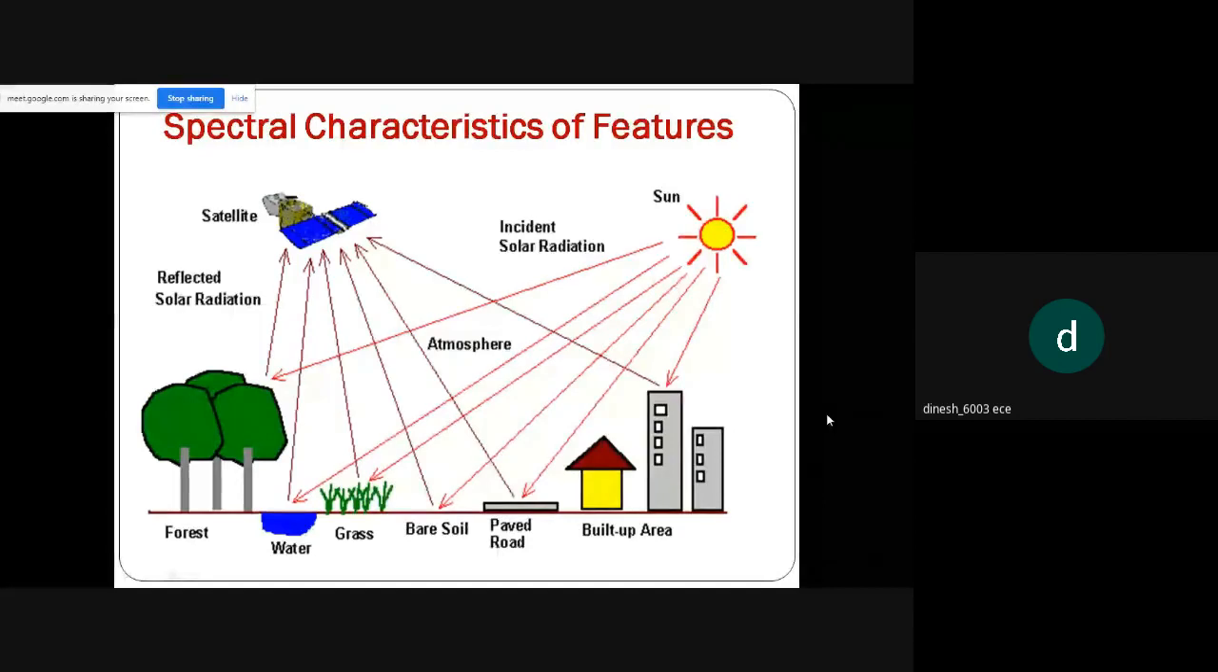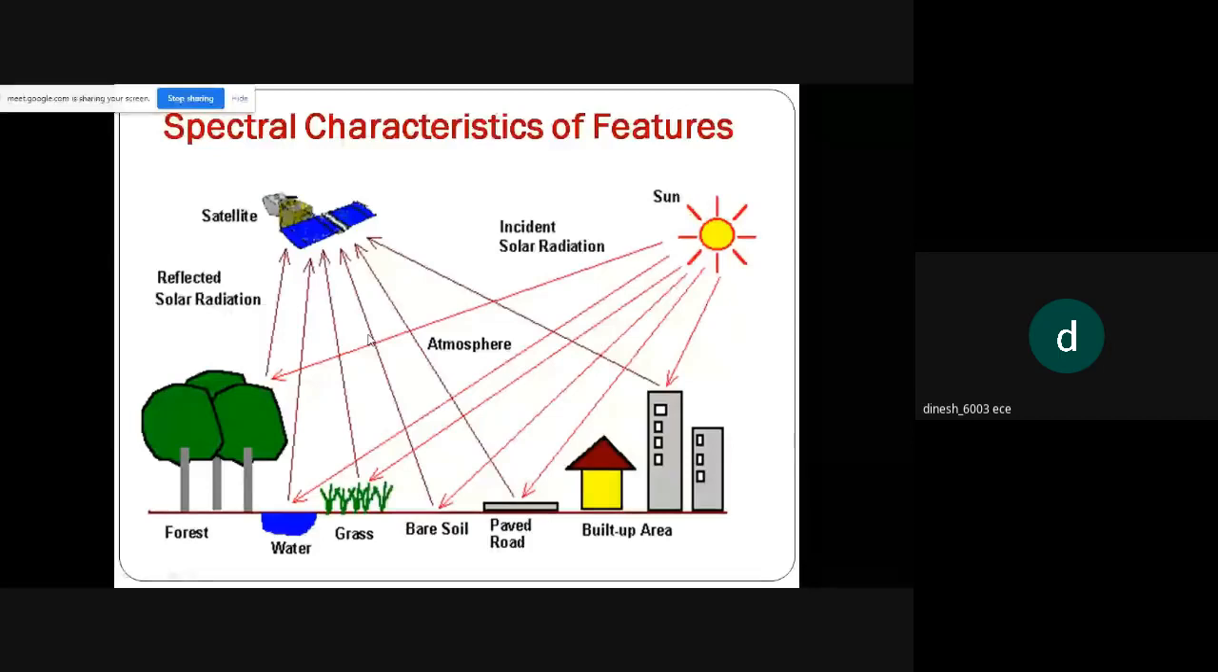You can see a sun, which is a source of radiation, which falls on different objects on the earth surface. You have buildings, huts, roads, bare soils, water, grass, forest, vegetation and so on. All of these, when radiation falls on them, will emit something, which is observed by the satellite and used for remote sensing.